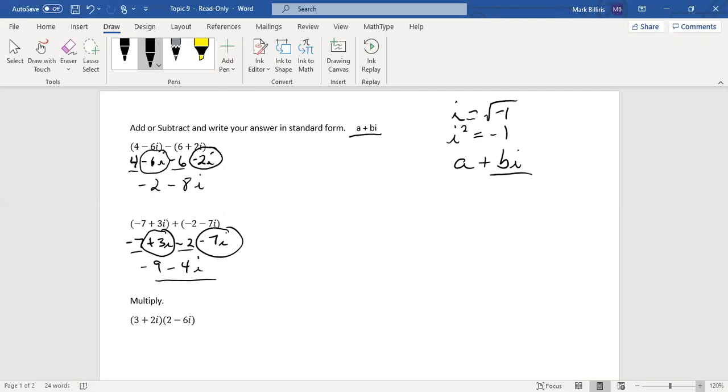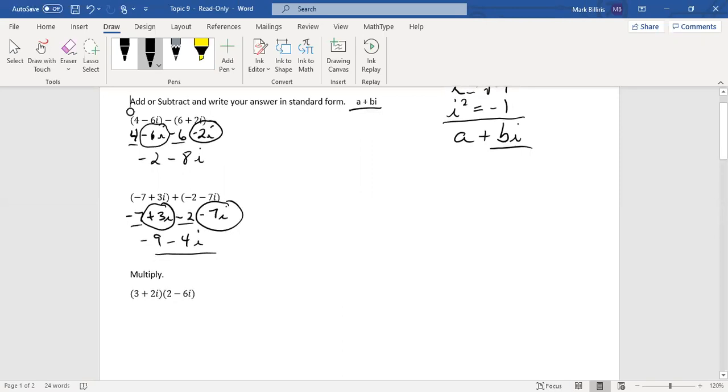So next, we're going to incorporate this concept of i squared equaling -1 as we go through multiplication. So in multiplication, we're multiplying the quantity 3 plus 2i times the quantity 2 minus 6i. Some of you call it the FOIL method. We're going to use the FOIL method or the distributive property. So I'm going to take the +3 and multiply it times each of the terms inside parentheses. Then I'm going to take the +2i times both of the terms. So I multiply 3 times 2 and I get 6. I multiply 3 times -6i, and that gives me -18i.